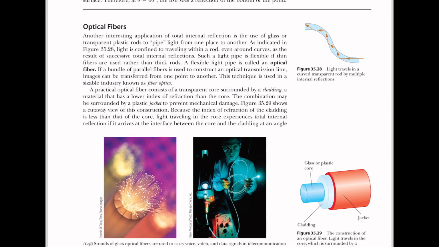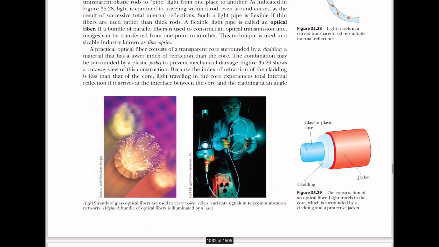A practical optical fiber consists of a transparent core surrounded by a cladding, a material that has a lower index of refraction than the core. The combination may be surrounded by a plastic jacket to prevent mechanical damage. Figure 35.29 shows a cutaway view of this construction. 35.29 is over there, okay.